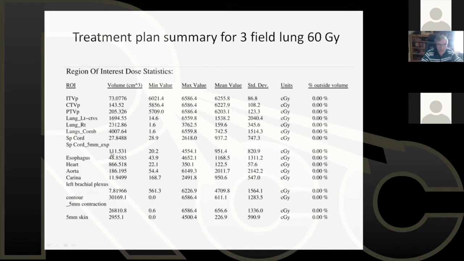And then look at the expansion. We expanded the cord, and even the expansion of the cord, we always provide a 5 millimeter expansion around the cord just to check the fall off to the cord. Even the expansion was under 45 gray, or very close to 45 gray.